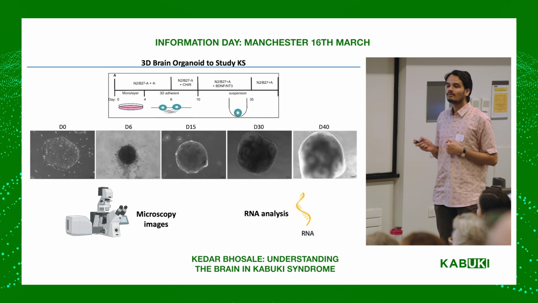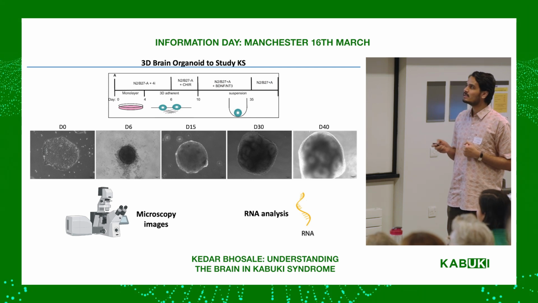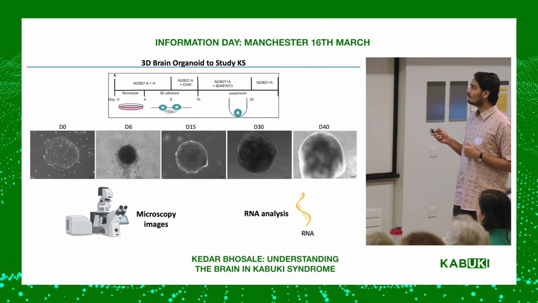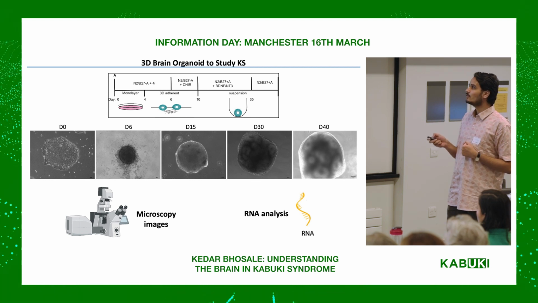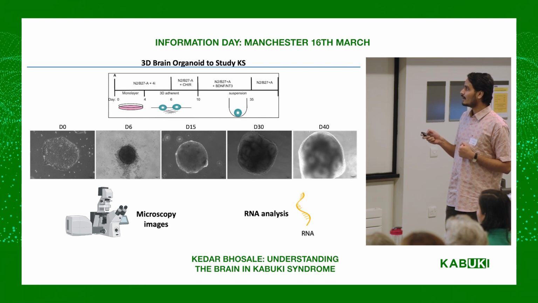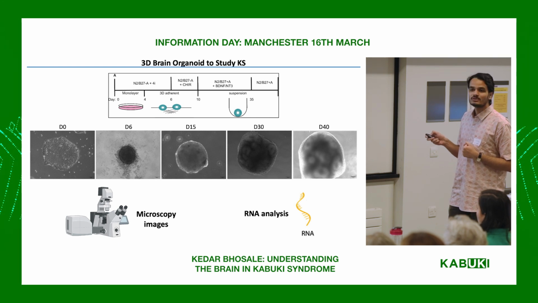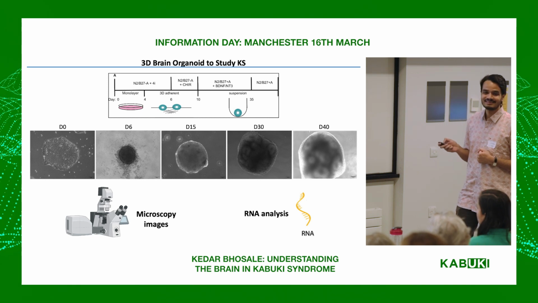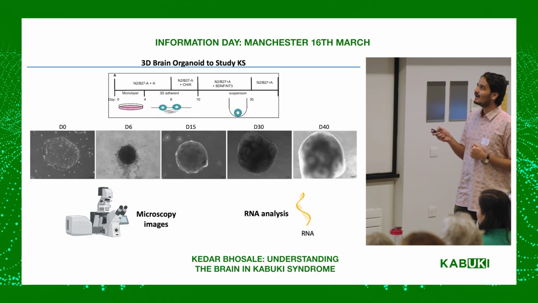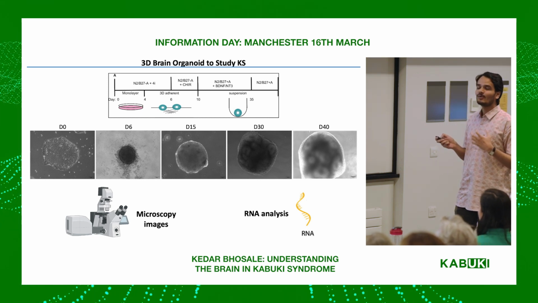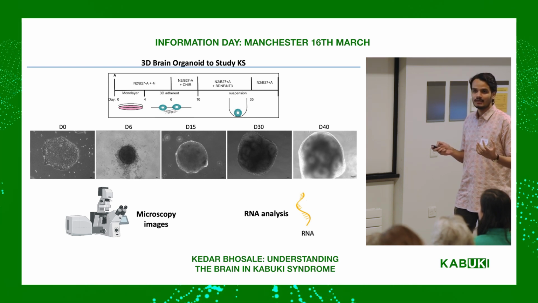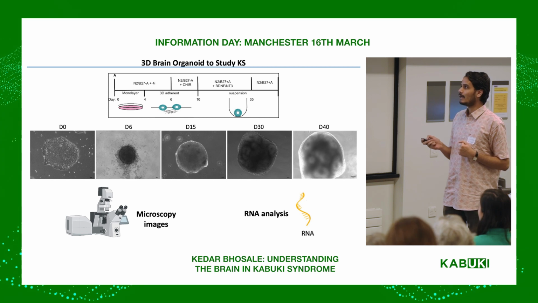So this is the work that I have been doing in the last 2 months. We have generated brain organoids for 40 days, and you can see at day 30, we are able to see these rosette-like structures, which makes us very happy. Because with this we can say that these organoids are becoming mature and they are good to study the disorder that we are looking at.